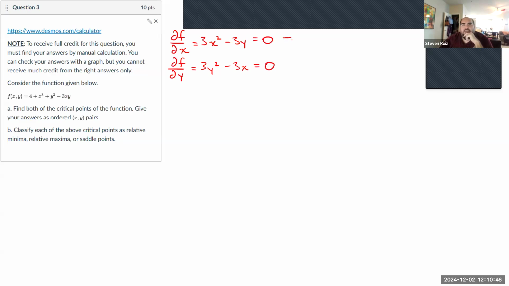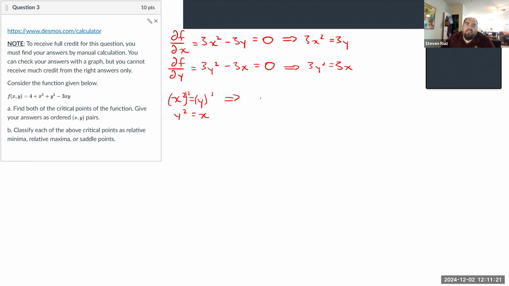And what do I have here? I have 3x squared equals 3y. And 3y squared equals 3x. I can also get from those that x squared equals y. And y squared equals x. Okay. So a couple ways I can go with this, and they both are going to kind of get me to the same place. I'm going to take this top equation and square everything.